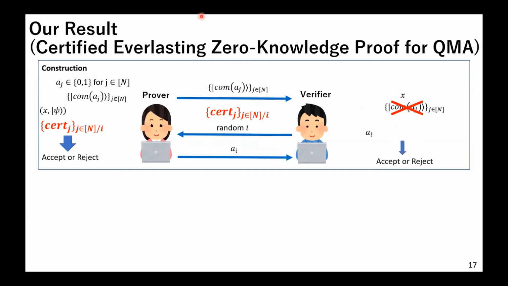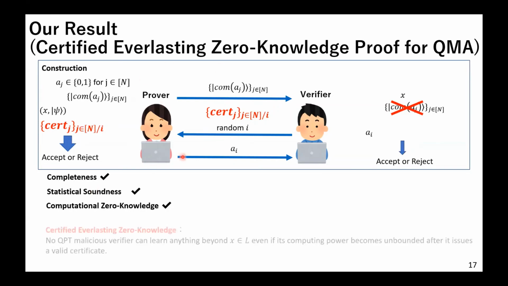Our construction satisfies the following three properties from the construction of Broadbent and Grilo. And our construction also satisfies certified everlasting zero knowledge, which is the main target of this work. Now, I will explain the intuitive reason why our construction satisfies certified everlasting zero knowledge.